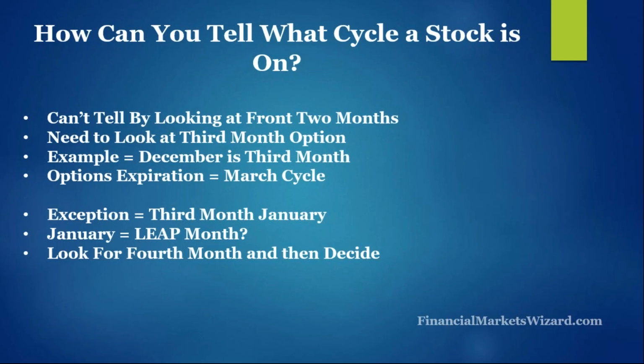So don't do that. Just always go to the fourth month, and the fourth month will tell you what cycle the stock is, because the third month could be, if it's January, it could be because of the leap. So look for the fourth month and then decide.